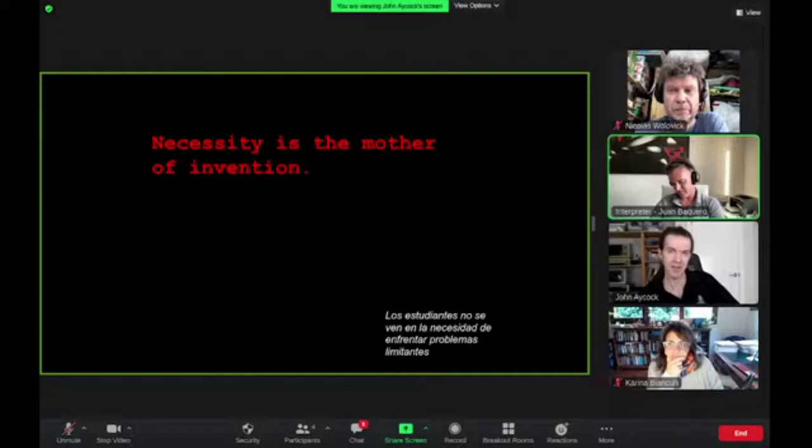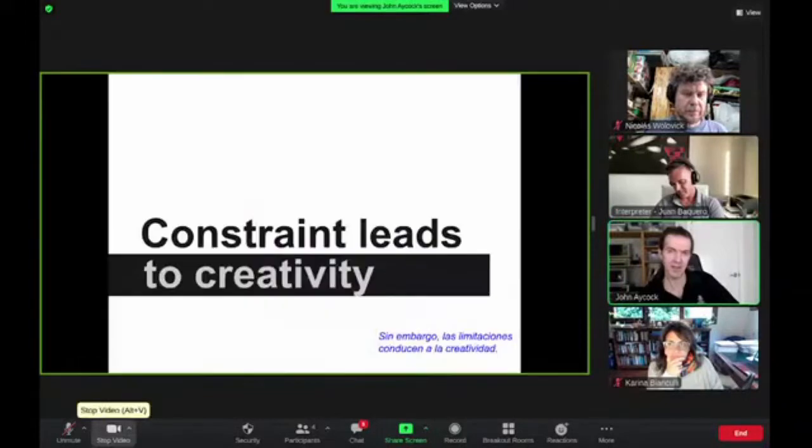Or put it differently, constraint leads to creativity. This is an idea that's common to many fields, including computing and art.